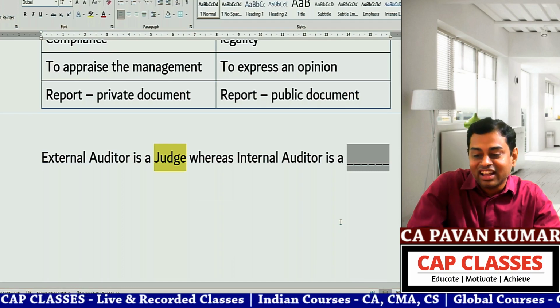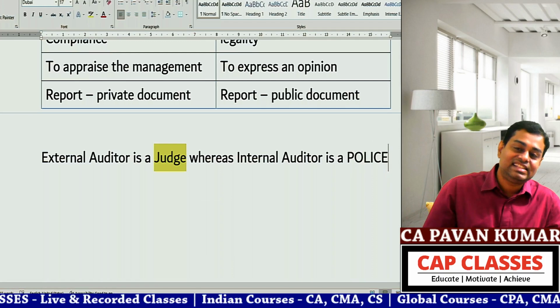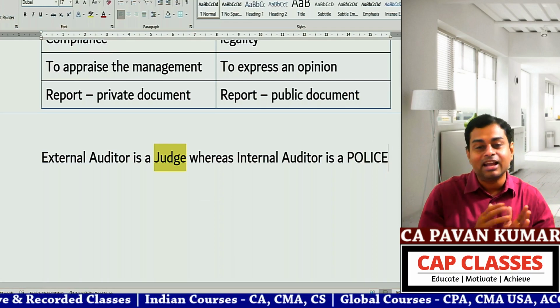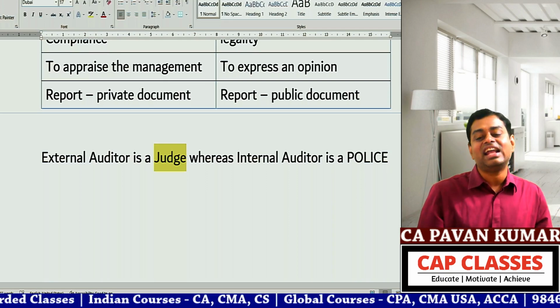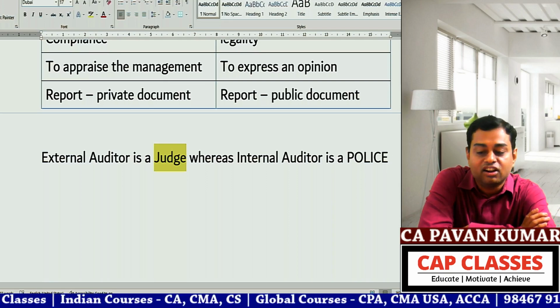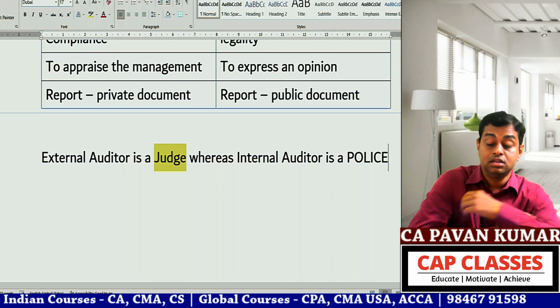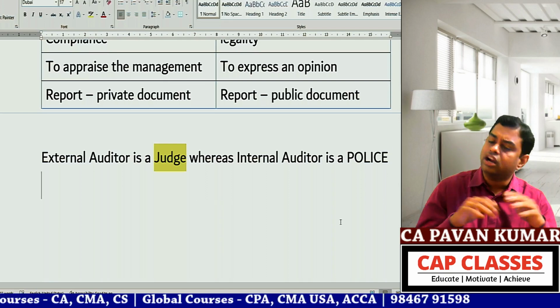No, it is not lawyer, it is not reviewer, it is police. In our South Indian movies like Surya's Singham series, or in Mahesh Babu movies, they say police. So that is the internal auditor. Now try to understand what is the difference between a judge and a police. If you understand this, I don't need to explain anything about internal audit and the topic is over.